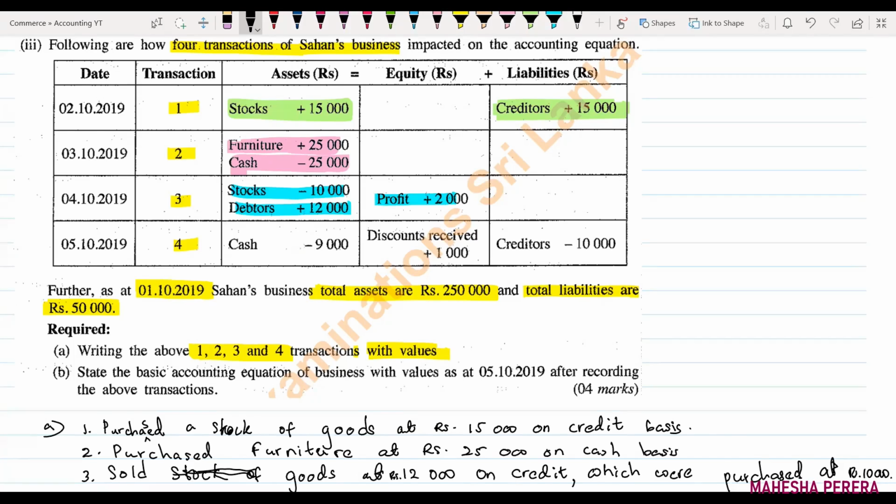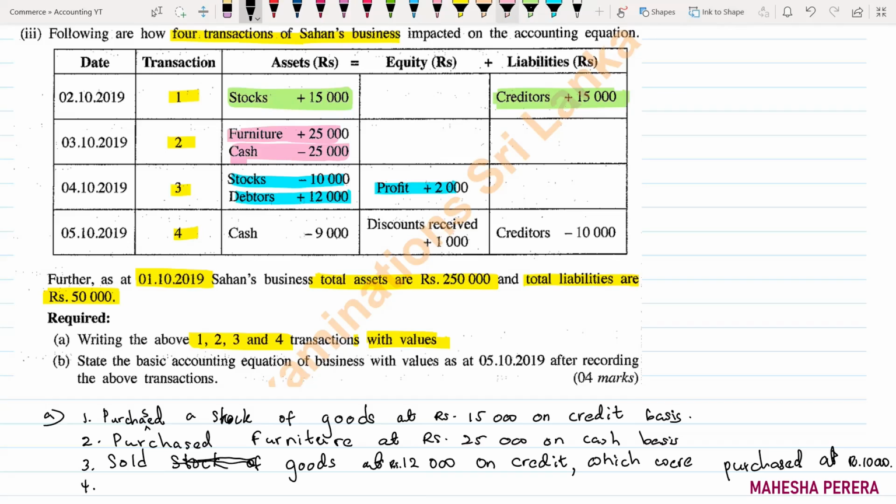Okay, now the fourth one. Again, you have 3 impacts. Cash minus. Then because of discount received, equity increases. And then the liabilities decrease because of creditors. So what is this transaction? This is obviously a cash discount. Now normally it says discount received, no? So this means this is a discount received by the business. From whom? From the creditors.